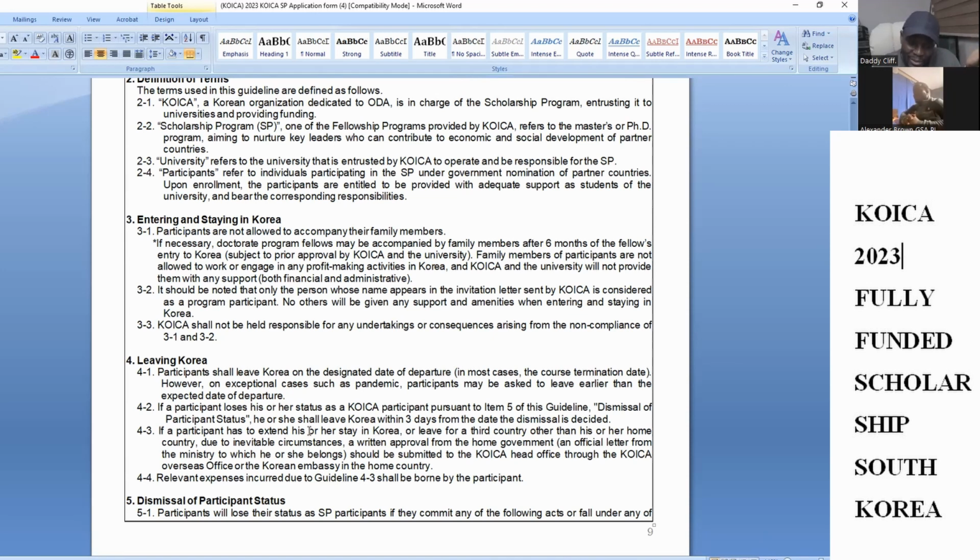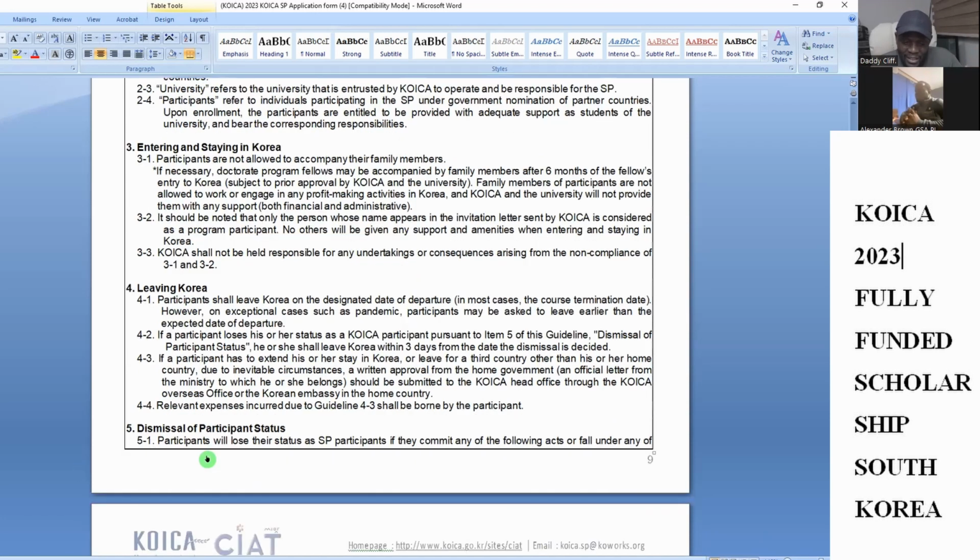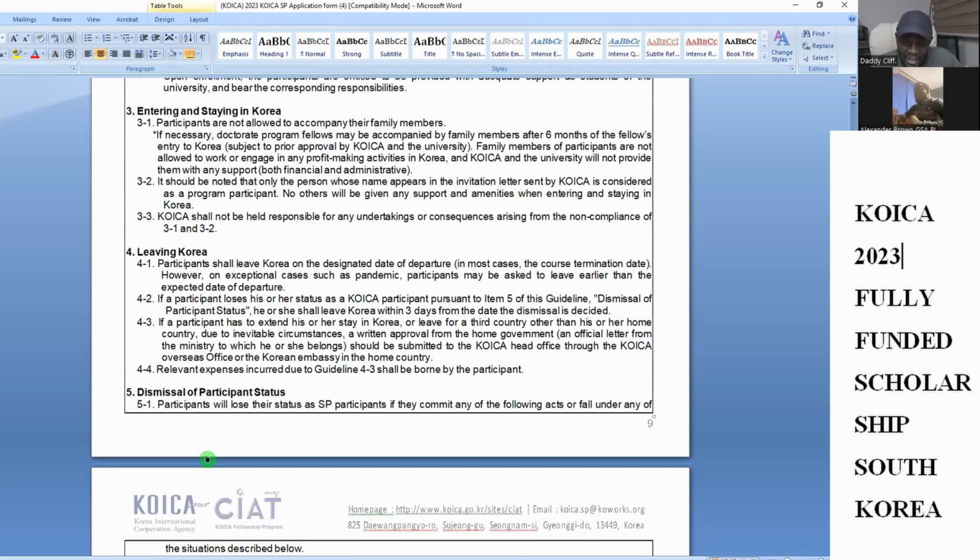The other one, leaving Korea: participants shall leave Korea on the designated day of departure. In most cases, they're simply telling you that you can leave Korea when you're done with your program. Way before the course termination, KOICA will alert you. Your program coordinator will let you know the timeline as to when your course will be done and when you'll be leaving back to your country. So that's when you leave Korea.